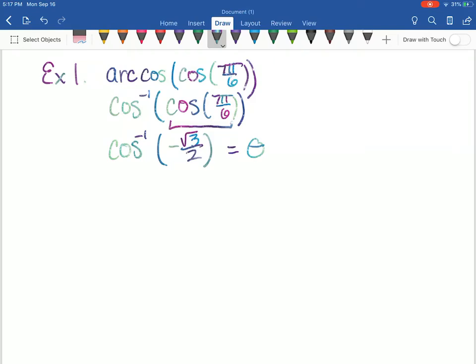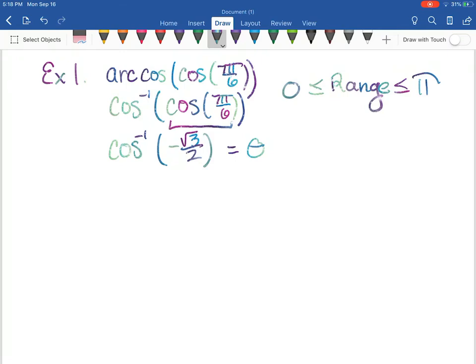And because cosine is not a one-to-one function, we need to restrict the domain so that when we take the inverse, the inverse itself is also a function. And so when we restrict the domain of cosine and the domains and ranges get switched, what happens is your range is going to only fall between a certain set of numbers. And for cosine, it's going to fall between 0 and pi. So we're only going to be looking at the first and the second quadrant when we're dealing with inverse cosine functions.